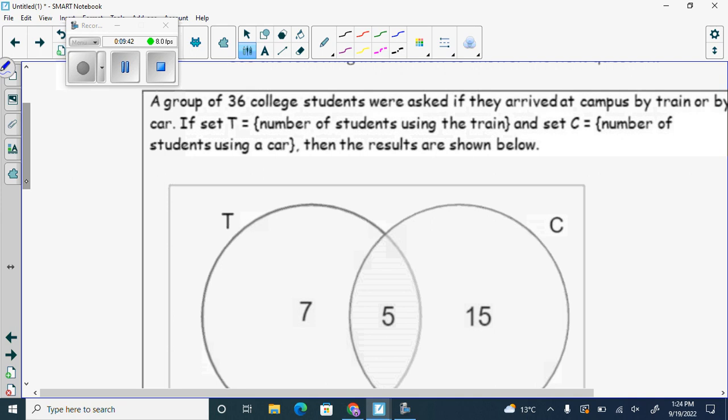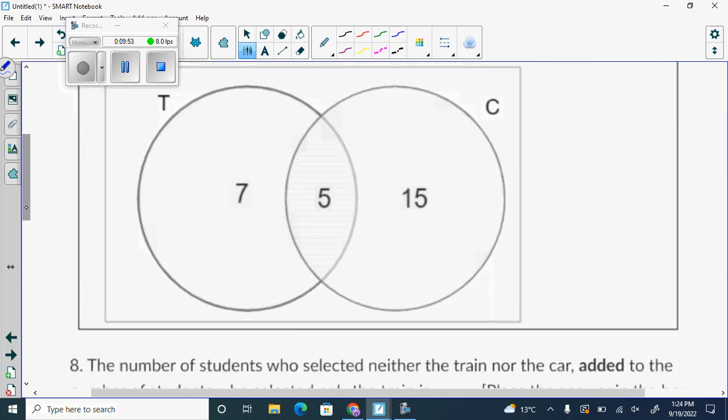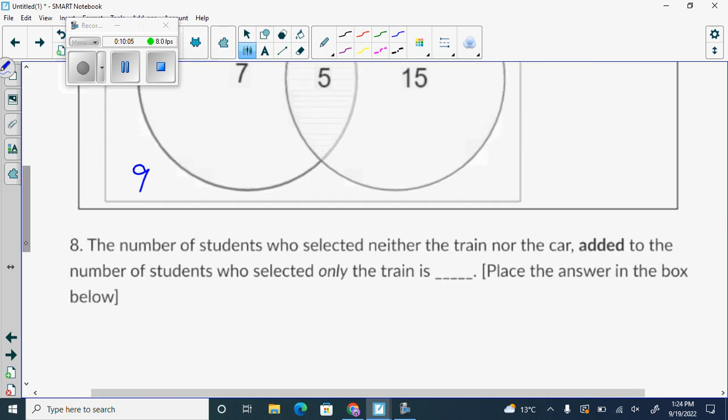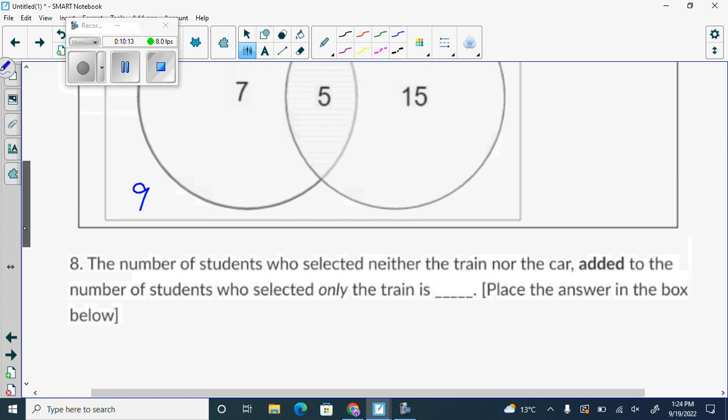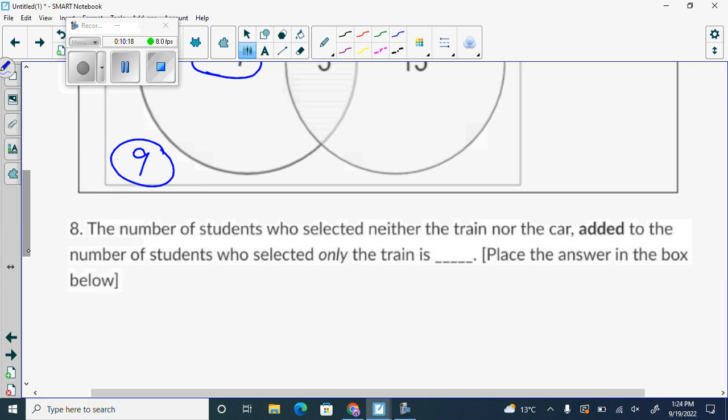Now here we have a group of 36 college students. I'm going to put a 36 out here to remind me that's the total. We're asked if they arrived at campus by train or by car. T is by train, C is by car. The results are below. So I immediately find the outside if it doesn't give it to me because I have the total. So this is 27, so this is going to be how many? 9. So 9 arrived neither by train or car, right? That's all that means. So here it says the number of students who selected neither the train nor the car added to the number of students who selected only the train. So it's 9 and 7, which is 16.